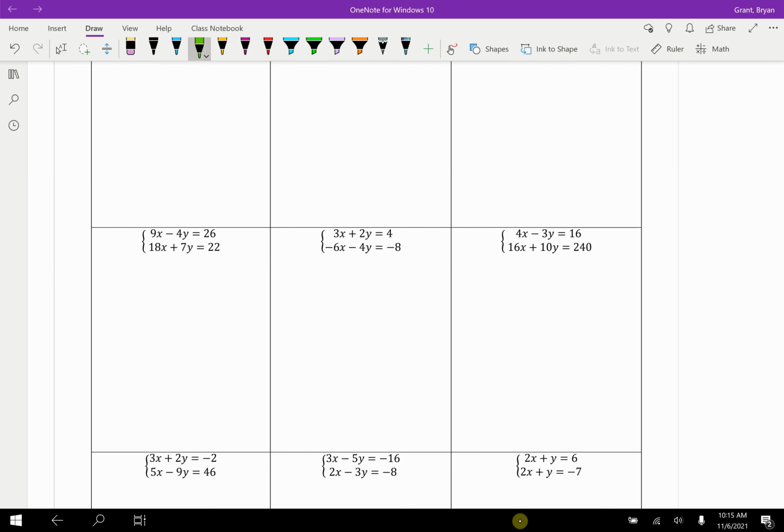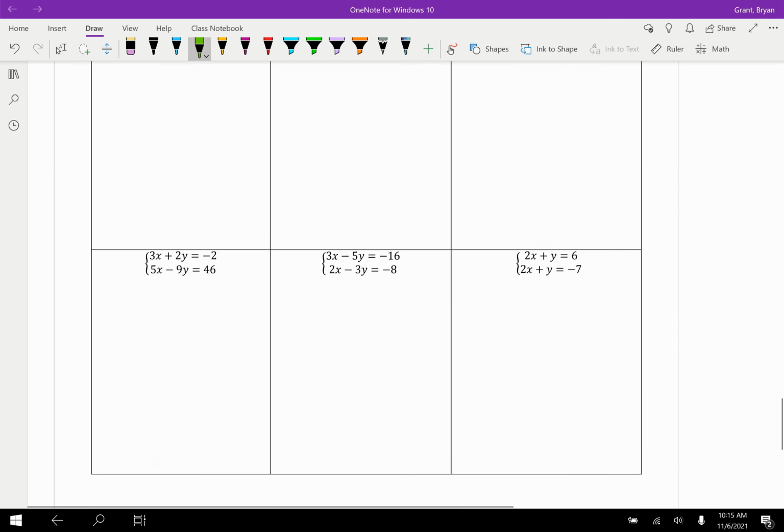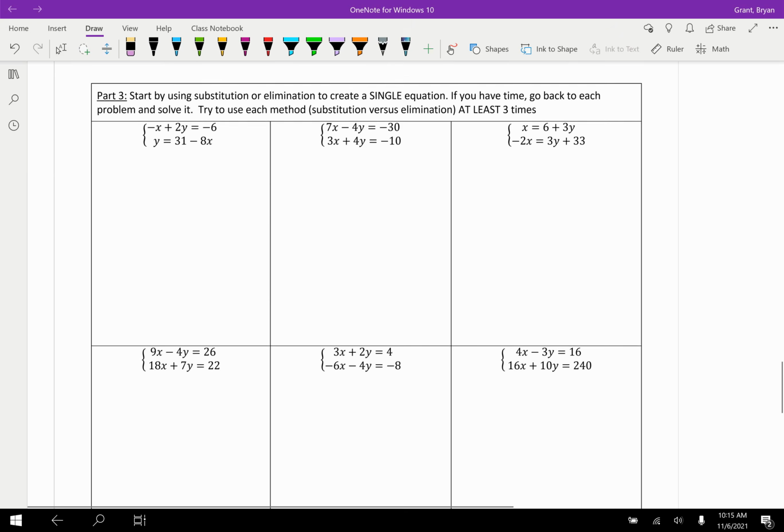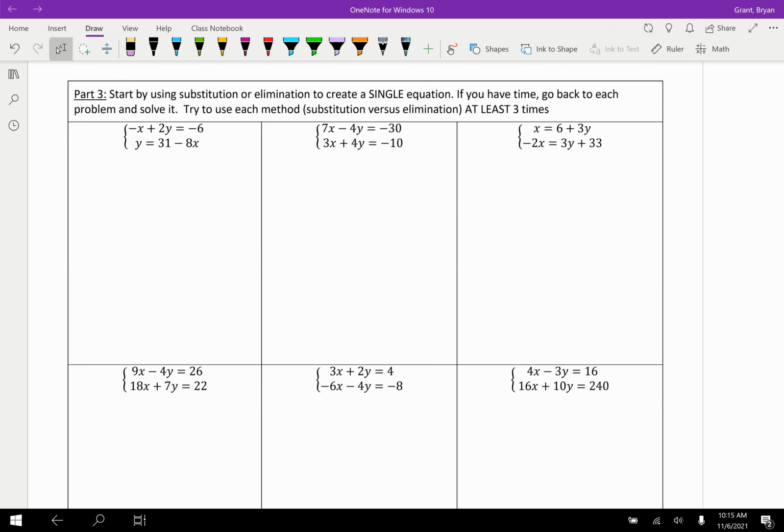I think these next 3 you're going to have to multiply by a single number. And then for these last 3, I think you're going to have to multiply by at least 2 different numbers, and this last one is a special case. So, good luck with these 9, substitution, elimination. See if you can use substitution at least 3 times.